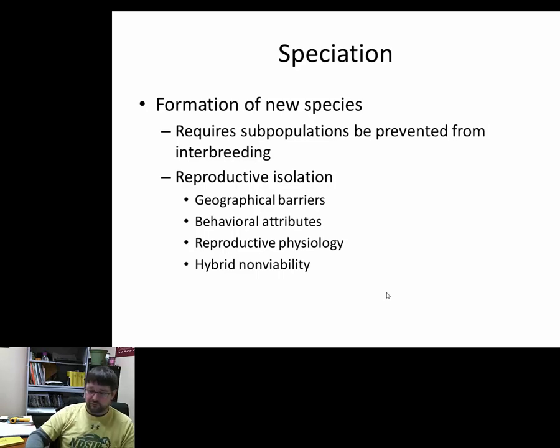There's lots of others. There's temporal isolation, so different times of the day. There's seasonal isolation, different seasons. There's all kinds of isolation events that can separate two populations reproductively.